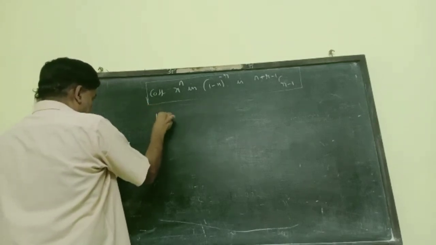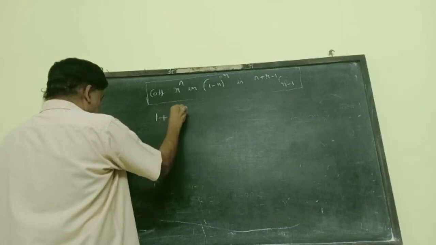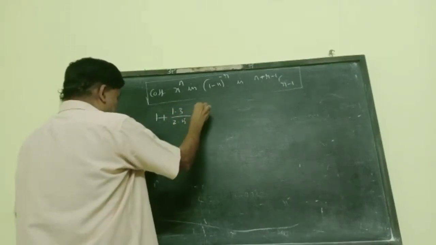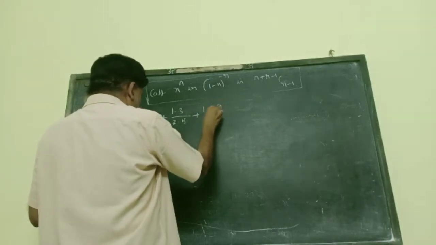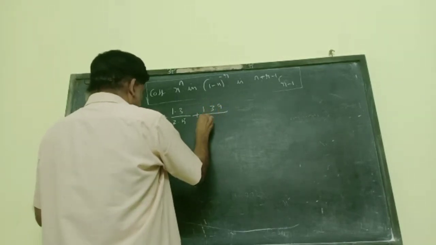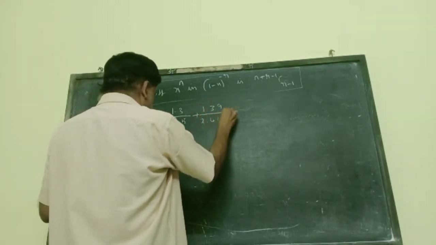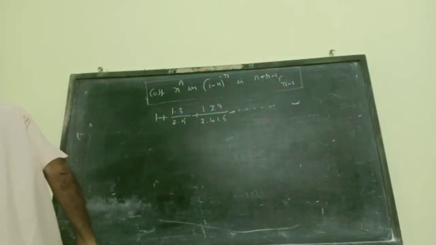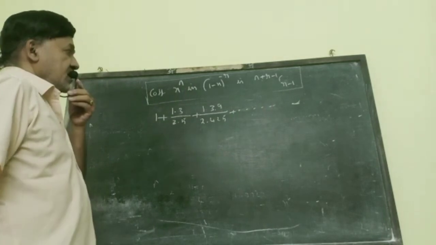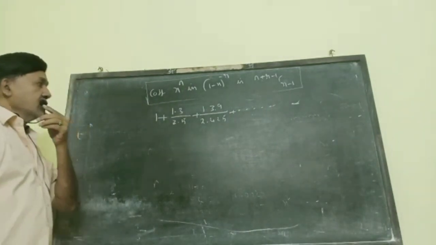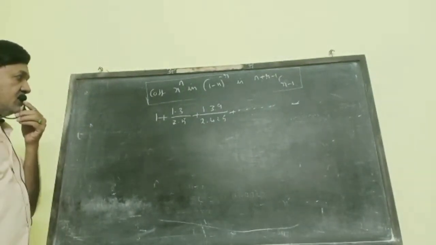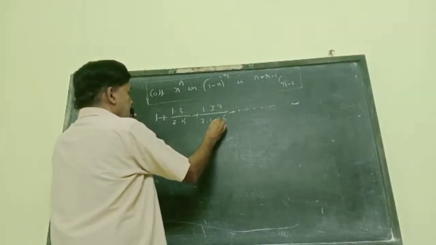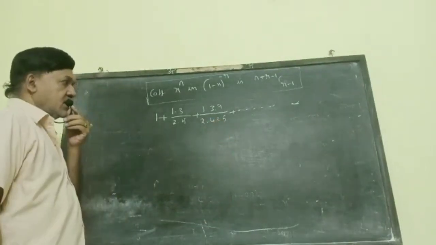The value of 1 plus (1 into 3)/(2 into 5) plus (1 into 3 into 9)/(2 into 4 into 25), etc., up to infinity. Find the value of this: 1 plus (1 into 3)/(2 into 5) plus (1 into 3 into 9)/(2 into 4 into 25), etc., up to infinity.